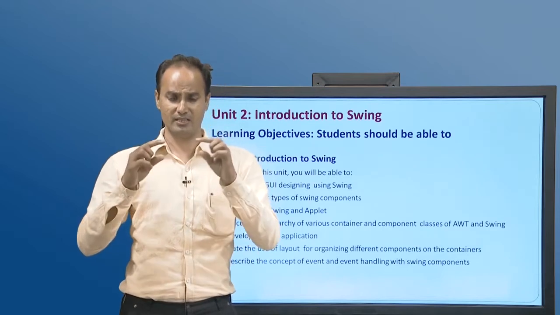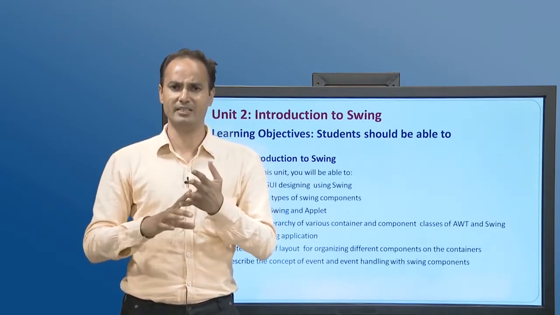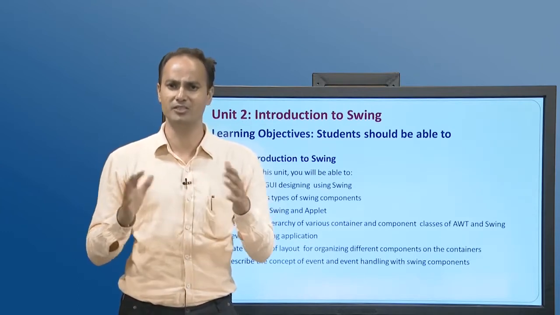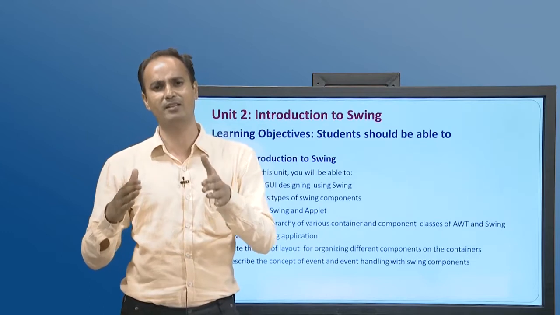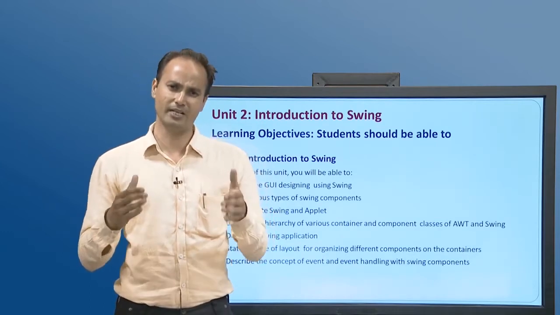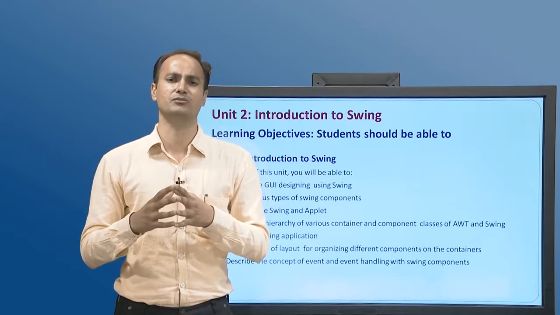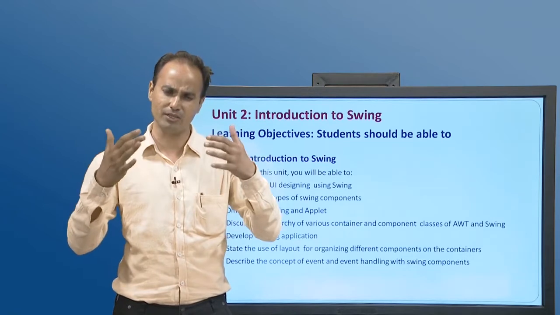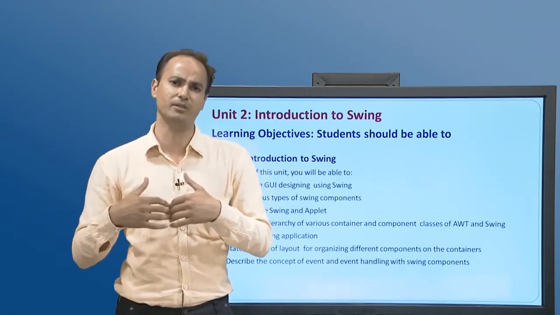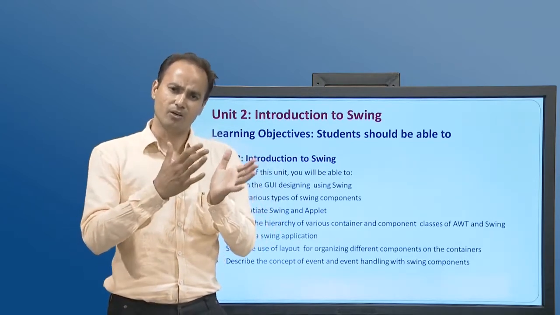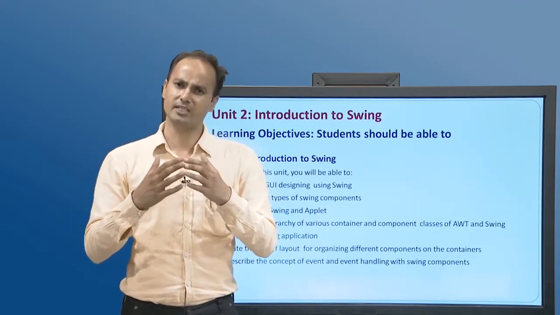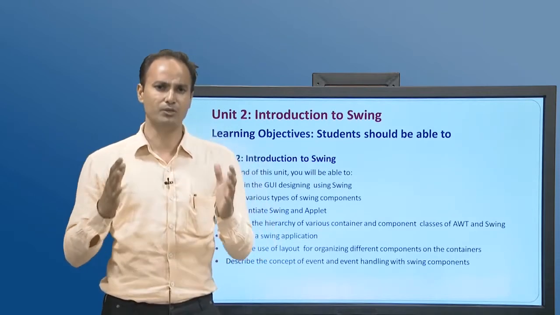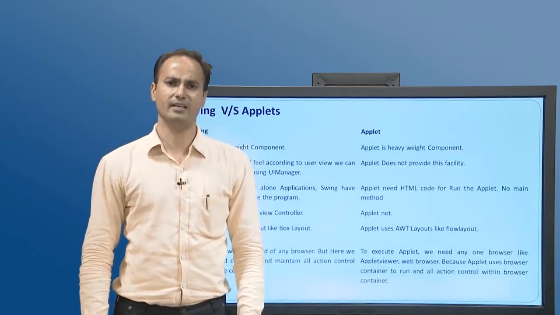Another difference between AWT and Swing is that in AWT we were importing the package java.awt.*, while if you want to develop applications in Swing, we will import the package javax.swing.*. This is the biggest difference between AWT and Swing: all the Swing components are derived from the javax.swing package, while AWT components were derived from the java.awt.* package.